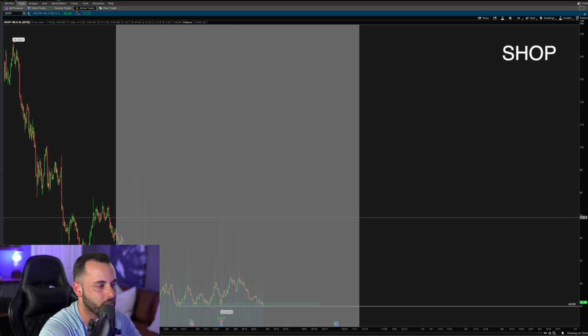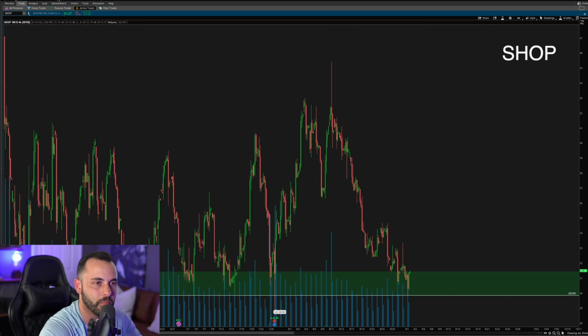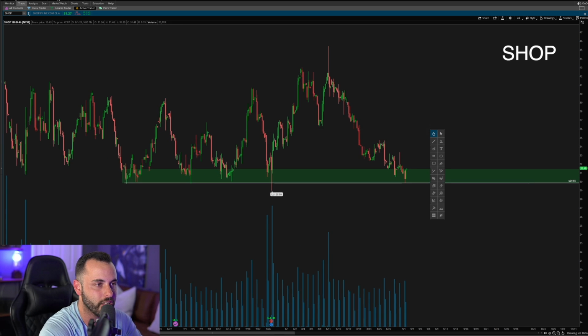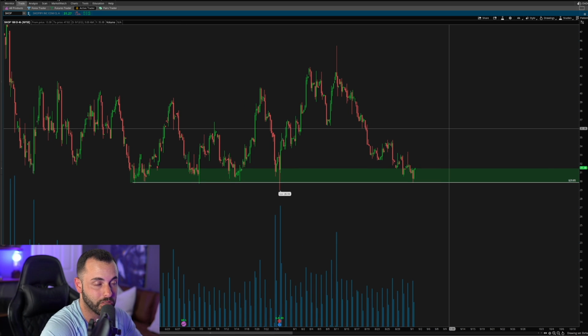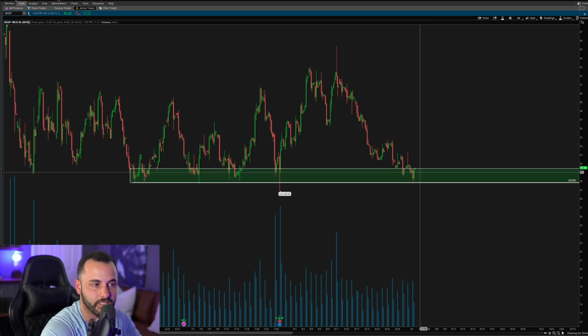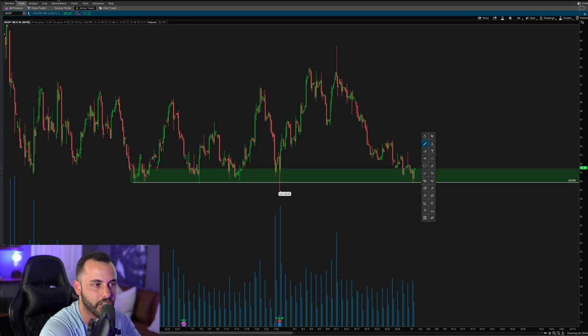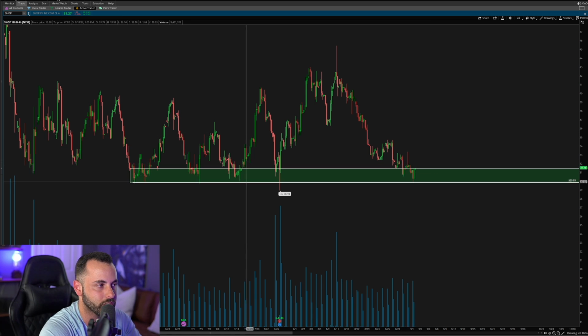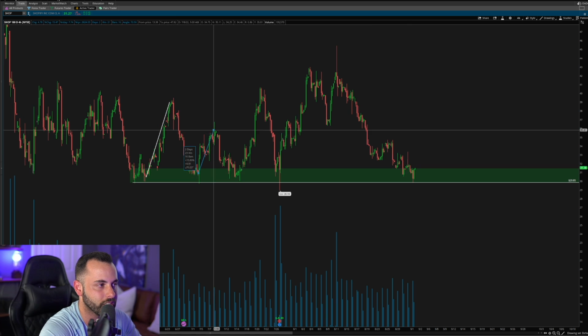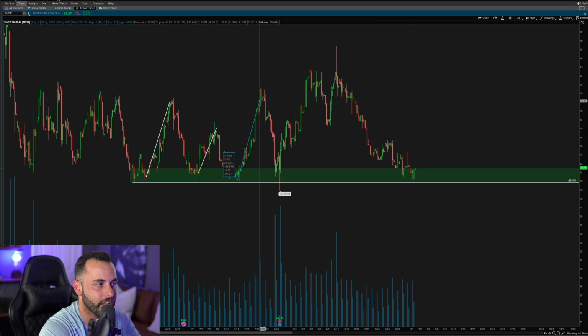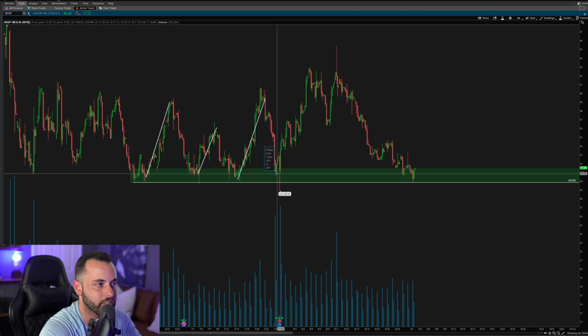So Shopify, we all know, is a pretty weak stock right now, but here is why I took this position. Over the last, say, 2 to 3 months, every single time that Shopify has come back down into the $30 level, it has found a bounce, right? So we saw a bounce here, we saw a bounce here, we saw a bounce right here, and we saw another one back here in late July.